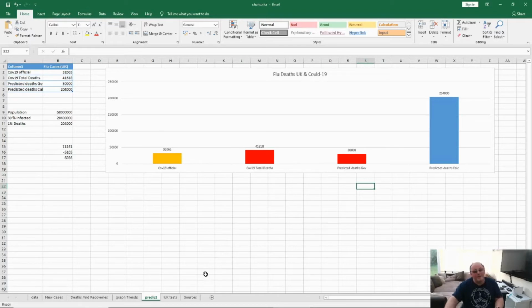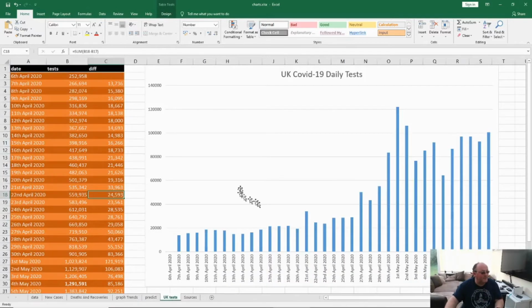The other thing was we were told that we'd have 100,000 tests by the end of April. Looking at the tests, we did get 121,000 on the 1st of May. But in fairness, you can tell that the number of tests has been going up and up and up. Then we jump, and then it's up and down, up and down, as generally they're trying their best to do the tests.